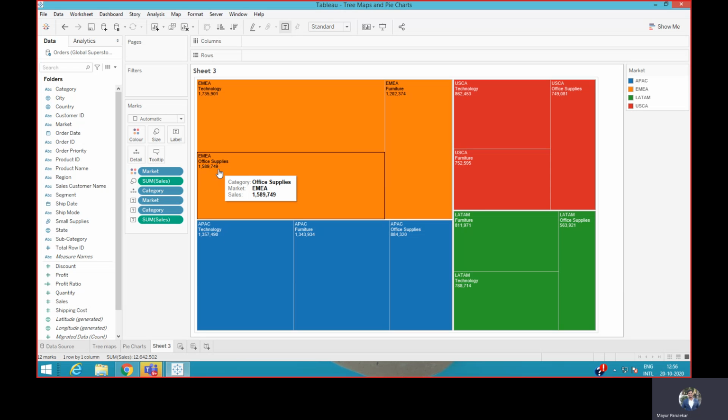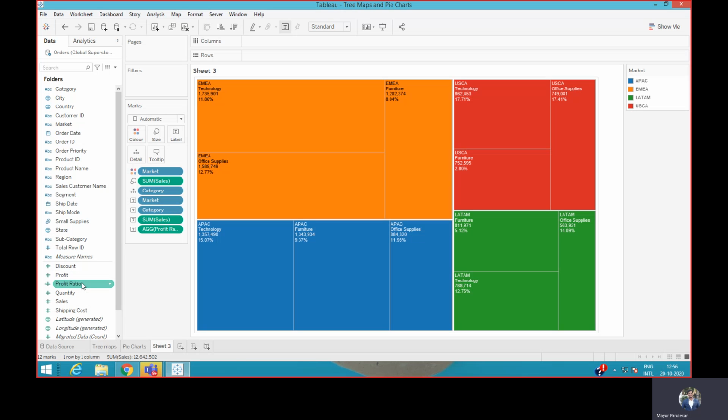Okay. Now along with that, let us assume that I also wanted to know what is the profit ratio. So you can just take profit ratio, place it on labels, and it will also give you your profit ratio. Now remember that this profit ratio is a field that I have created. It was not present as such in the measures field. Okay. So if you'll see over here, discount, profit, quantity, sales, all of these are actually present in your data set. However, this profit ratio was not in your data set.